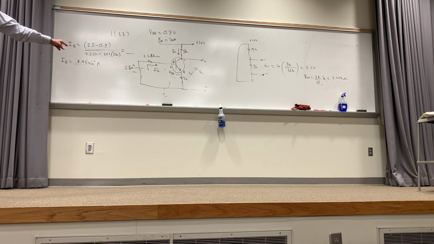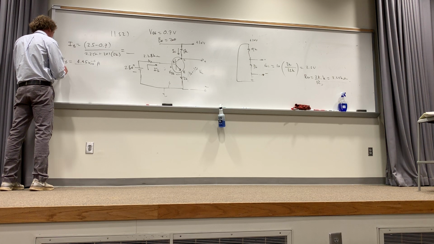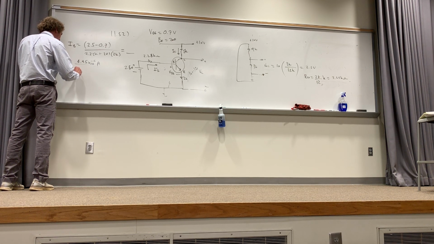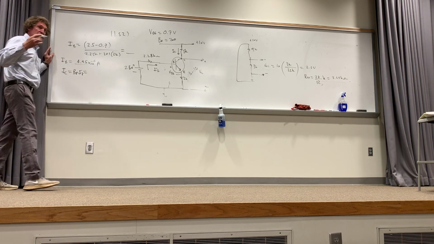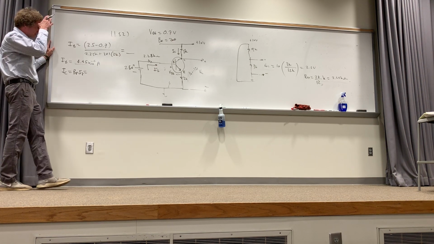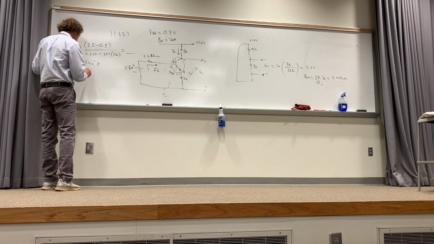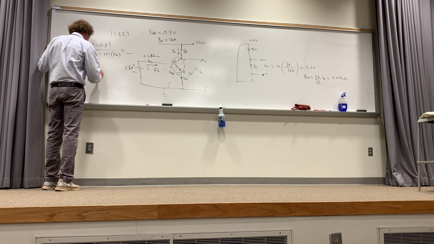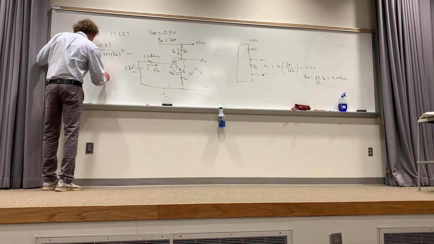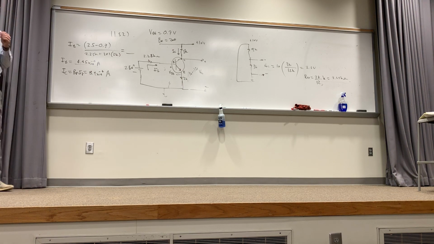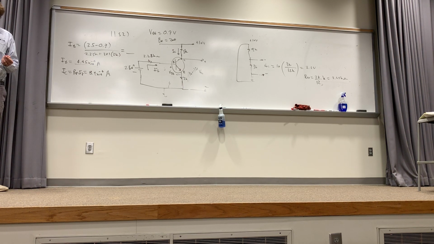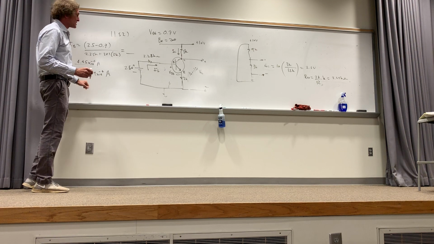What's the next thing we're going to get? What does IB give you? Yeah, IC. What is IC? BFIB. That's going to be beta forward times IB. Beta forward is 200, right? So just multiply that by 200. So it's going to be 10 to the minus 4, it's about, what is that, 8.91 amps, right? Y'all agree with that? Now I've got my IC.